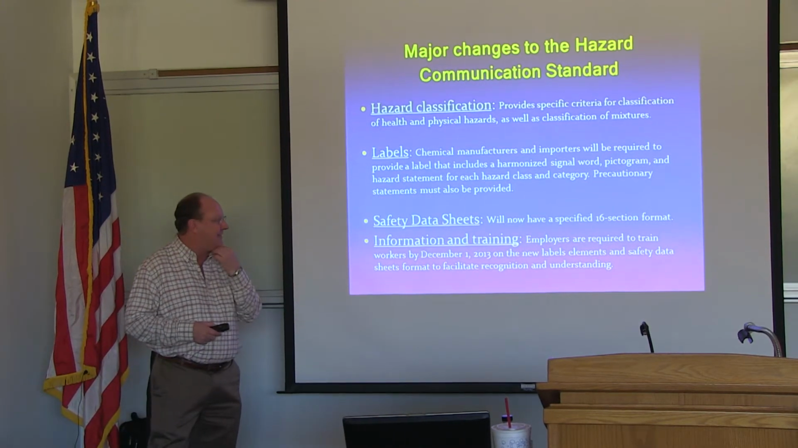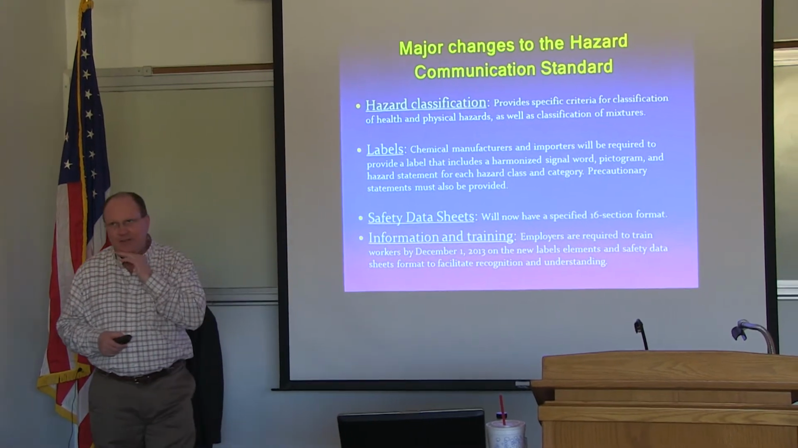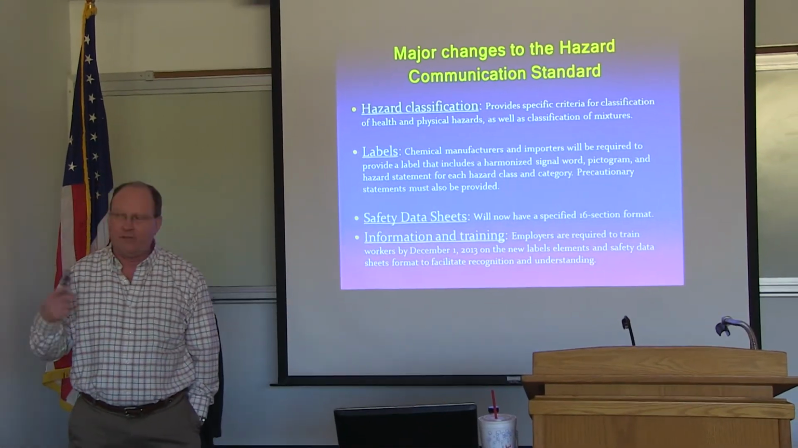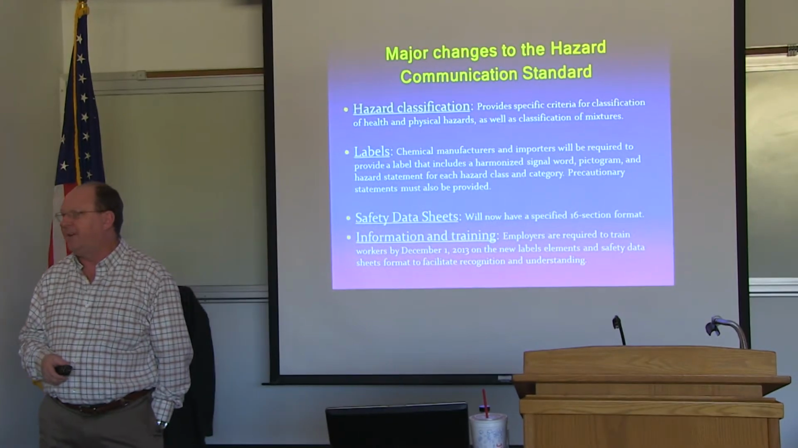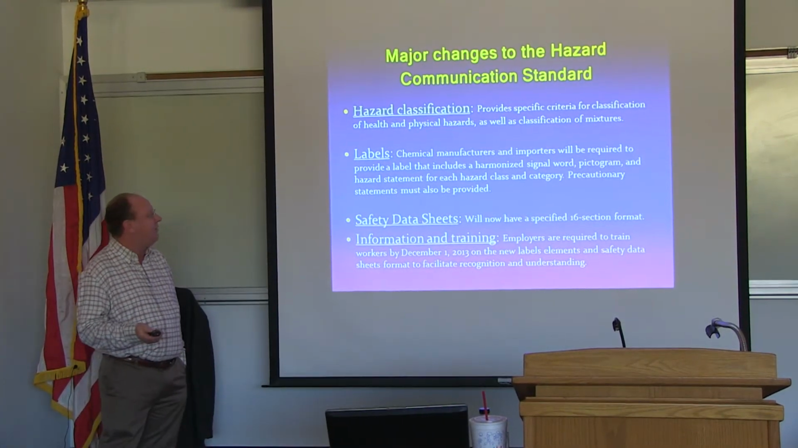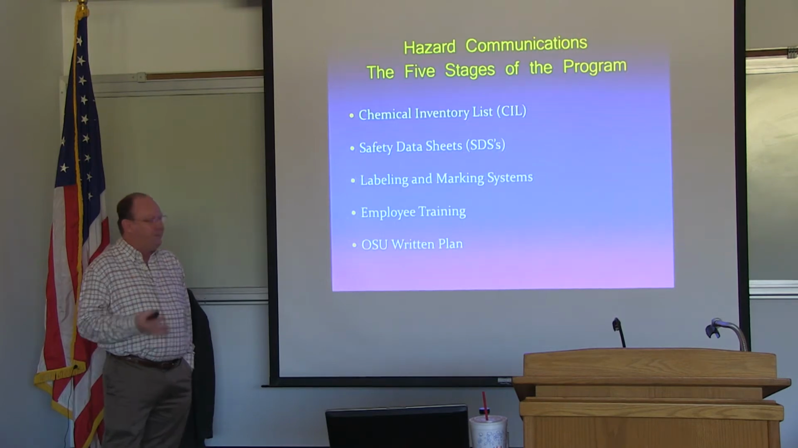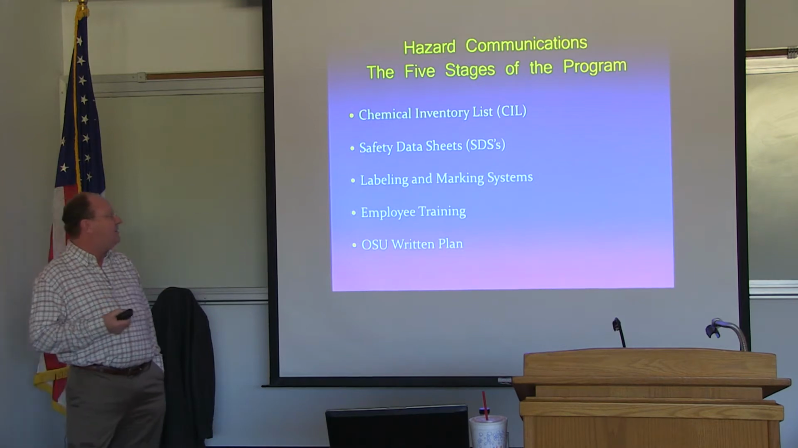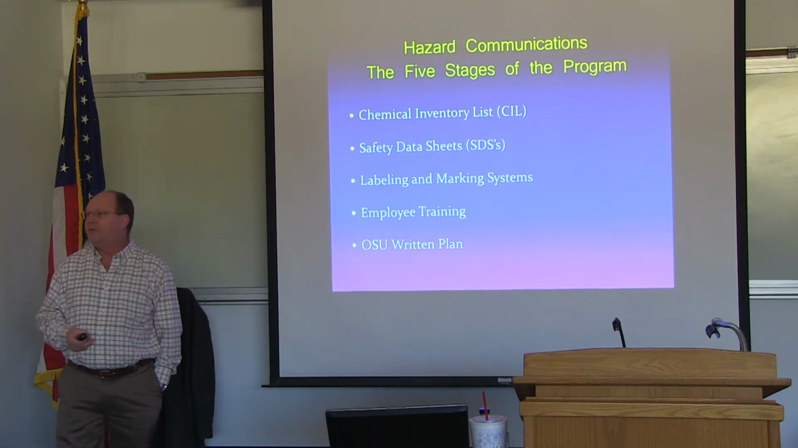Information and training is required to be completed within the year of 2013. We started about a year ago, and we're in the process of getting everybody caught up now. I think about three-quarters of the campus is already done, so we're making pretty good progress as far as that is concerned. The other parts are the chemical inventory list, the safety data sheets, the labeling system, the employee training, and of course, the OSU written plan.